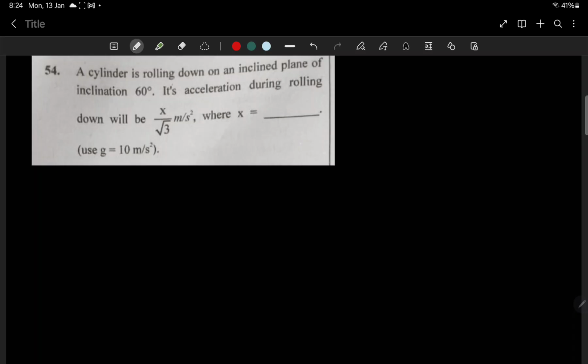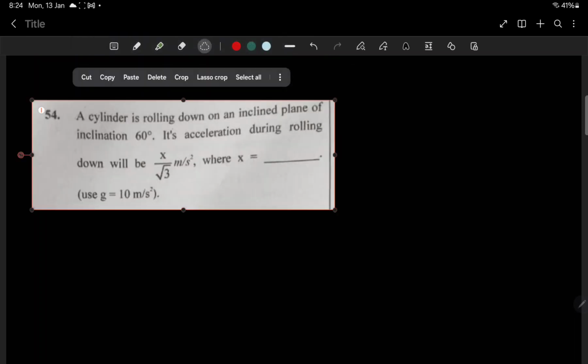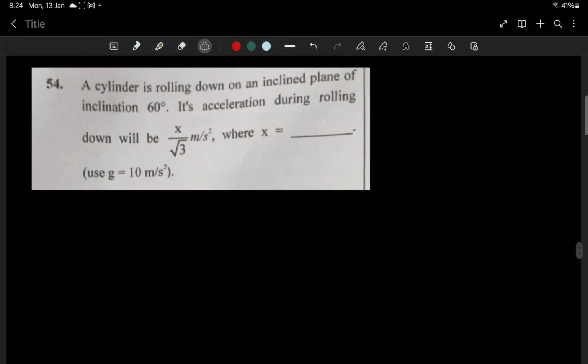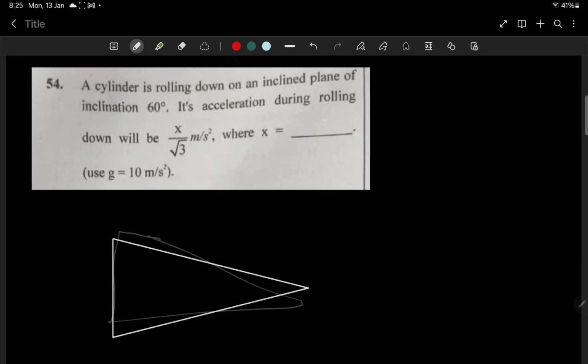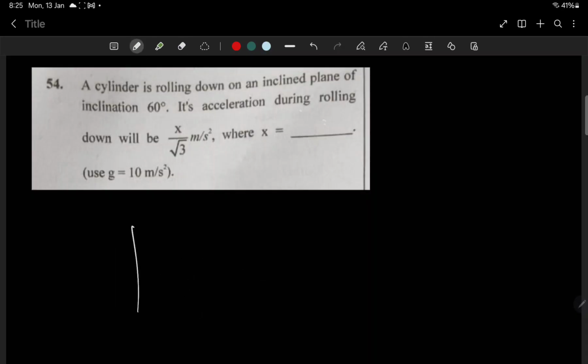Yes, this is the next question. A cylinder is rolling down an inclined plane of inclination. So they are telling that there is an inclined plane like this. Oh, why does this inclined plane look so odd? Okay.